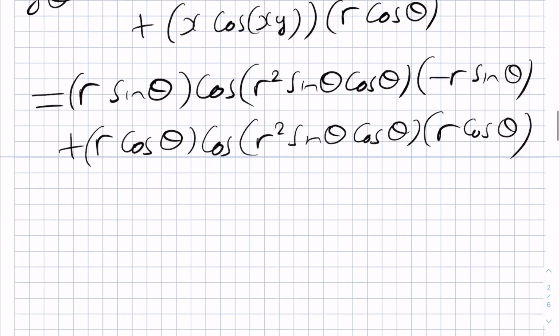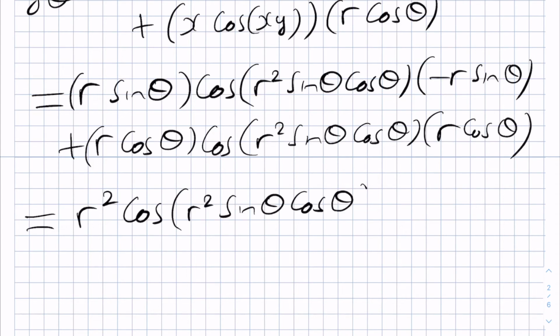We can factorise out an r squared because both terms have an r squared in them, as well as this cos of r squared sin θ cos θ. Then what remains is a cos squared θ minus sin squared θ.